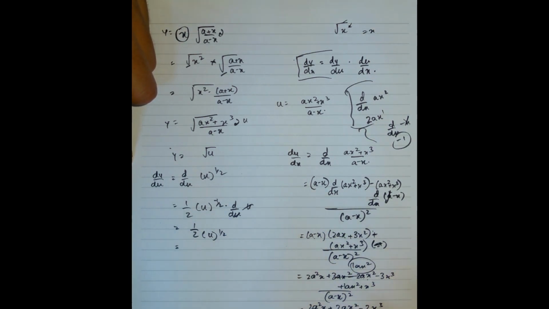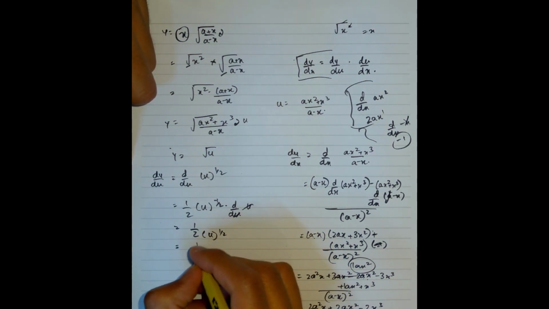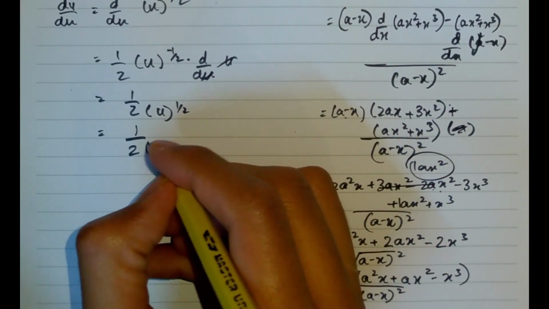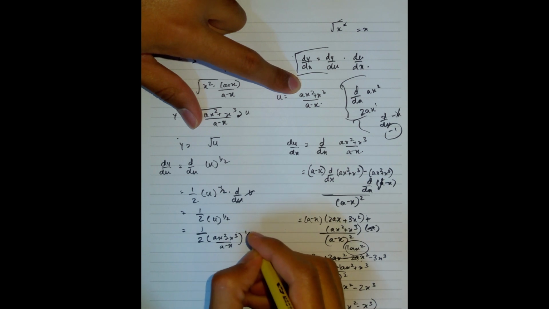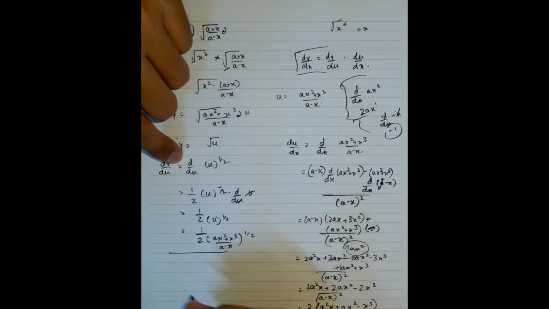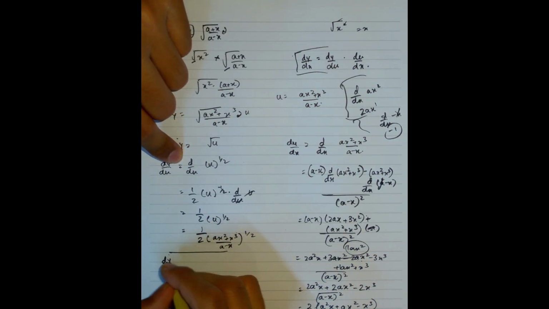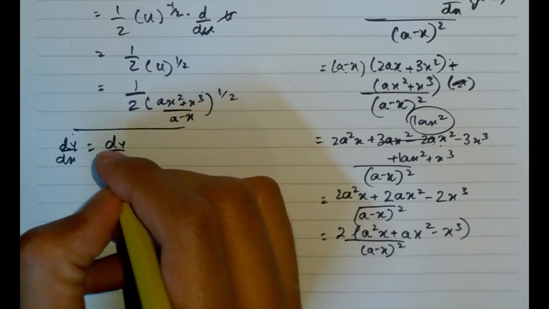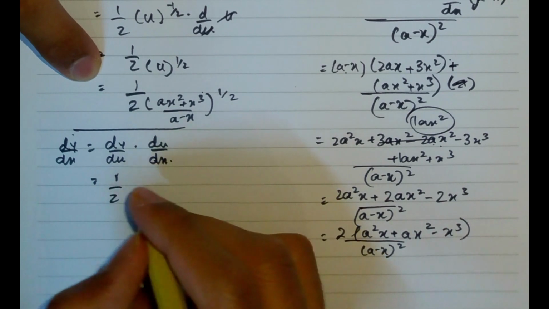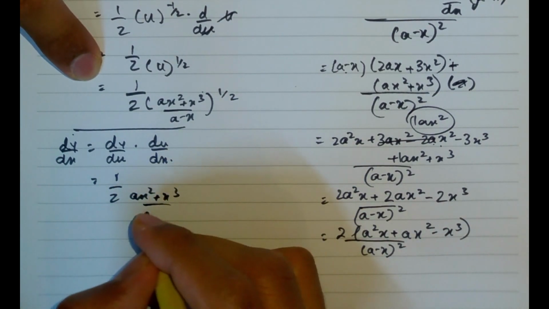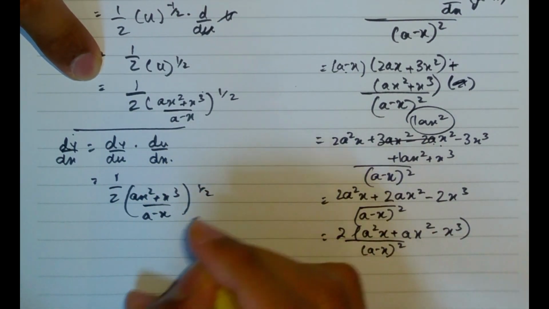Now before going further and applying the chain rule, I'm going to put the value of u. It is actually ax square plus x cube divided by a minus x, power 1 by 2. Let's just go ahead and put these things into the chain rule. So dy by dx, dy by du. So what is dy by du? It's actually 1 divided by 2 times ax square plus x cube divided by a minus x, power 1 by 2, right?